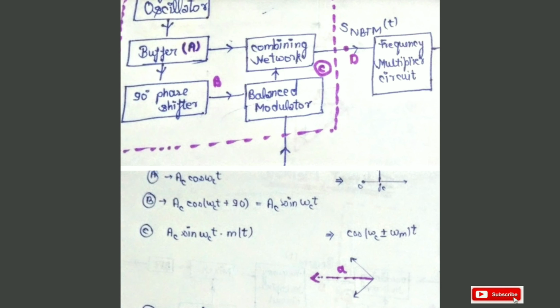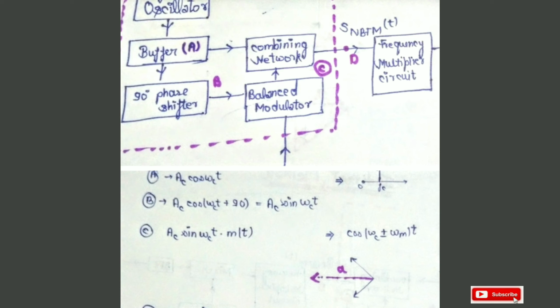The crystal oscillator provides a stable frequency cosine signal. Let us assume this as Ac cos ωct. Then this signal goes to A, that is a buffer. So assume the output of the buffer is Ac cos ωct. As we know, a cosine signal provides an impulse at fc. So assume an impulse at fc. Then this signal goes to a 90-degree phase shifter. After the 90-degree phase shifter, the output at B is Ac sin ωct.